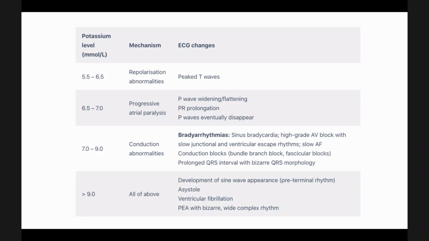The PR could be prolonged, and after that, when it is above 7, you will get a lot of conduction abnormalities, and the patient will become bradycardic. There could be AV blocks, and the patient can get bundle branch blocks and fascicular blocks. The QRS complex also becomes very bizarre. And when it is above 9, they go into VF and asystole. Actually, it's not compatible with life if they have this kind of potassium.